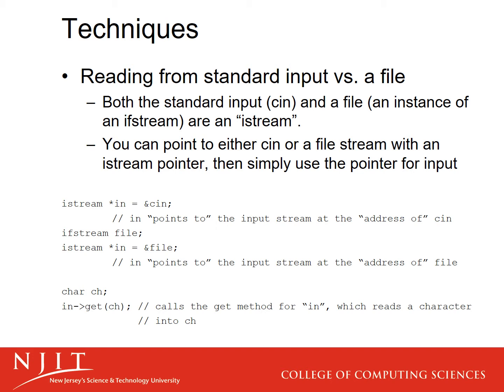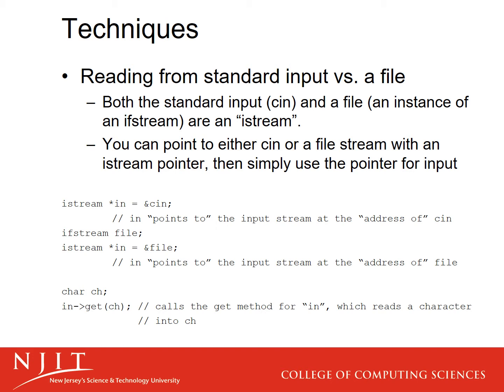Great. The next two lines show a slightly different scenario. In the next two lines, I've created an ifstream called file. I did something with it, I opened it, let's say. And then instead of saying in equals address of cin, I say in equals address of file. So I'm saying make the in variable, which is a pointer to an istream, make it point at file by initializing it to the address of file. So either in points to cin or in points to the file.